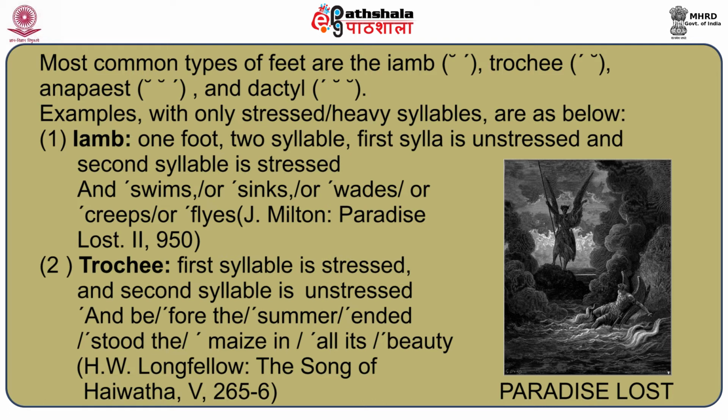Their organization patterns are, what is an iamb? Iamb, one foot, two syllables. First syllable is unstressed, second syllable is stressed. This pattern of relatively unstressed and stressed is iamb. The reverse one is trochee. The first syllable is stressed, the second one is relatively less stressed, the weaker one. So unstressed, stressed is iamb; stressed, unstressed is trochee, two syllables.